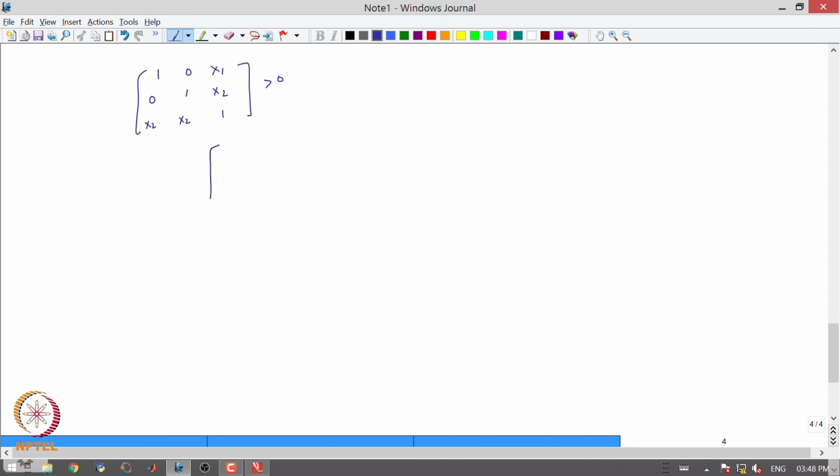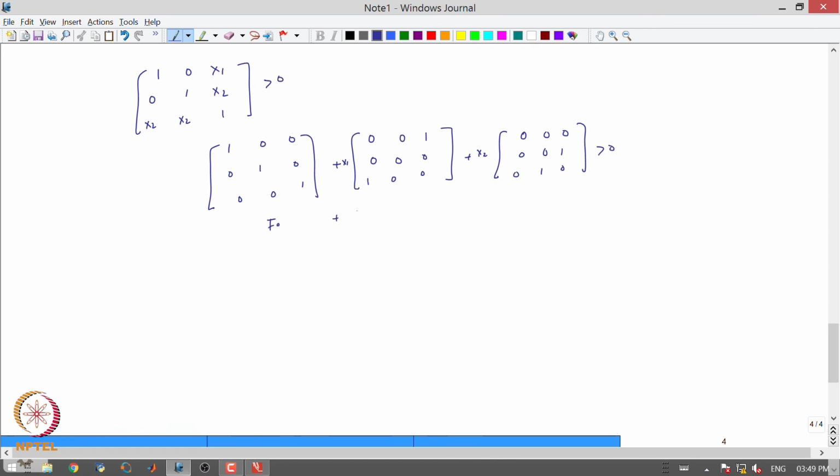I can write it in the standard LMI form. I have the identity matrix, plus x1 times the matrix 0 0 1, 0 0 0, 1 0 0, plus x2 times the matrix 0 0 0, 0 0 1, 0 1 0, to be greater than 0. So, this has the form F0 plus x1 F1 plus x2 F2 greater than 0. Then we go about computing the feasible set geometrically or even analytically.